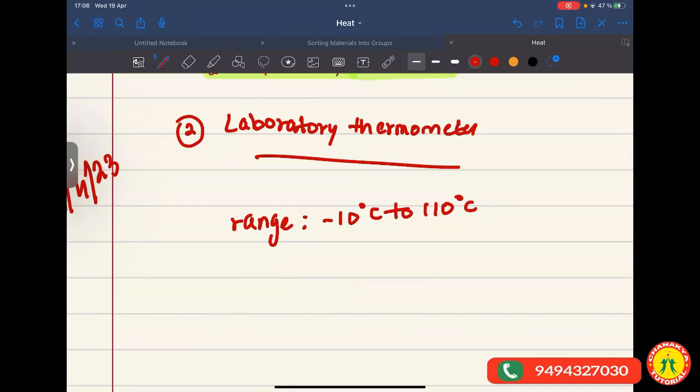In addition, while using a clinical thermometer on your body, there are certain precautions you need to take care of. What is the meaning of precautions? Ma'am, some important things. Okay, important things you need to take care of are the precautions.